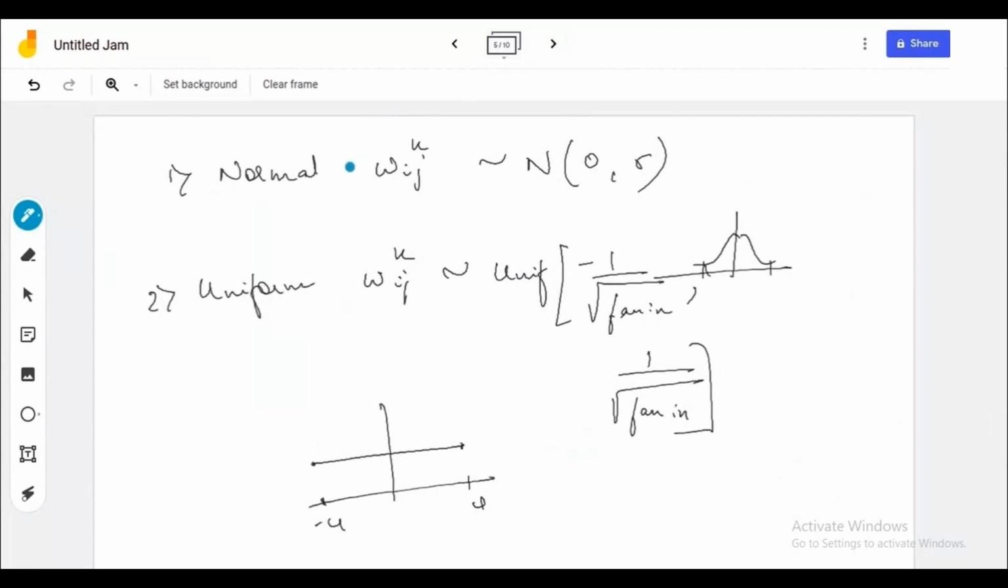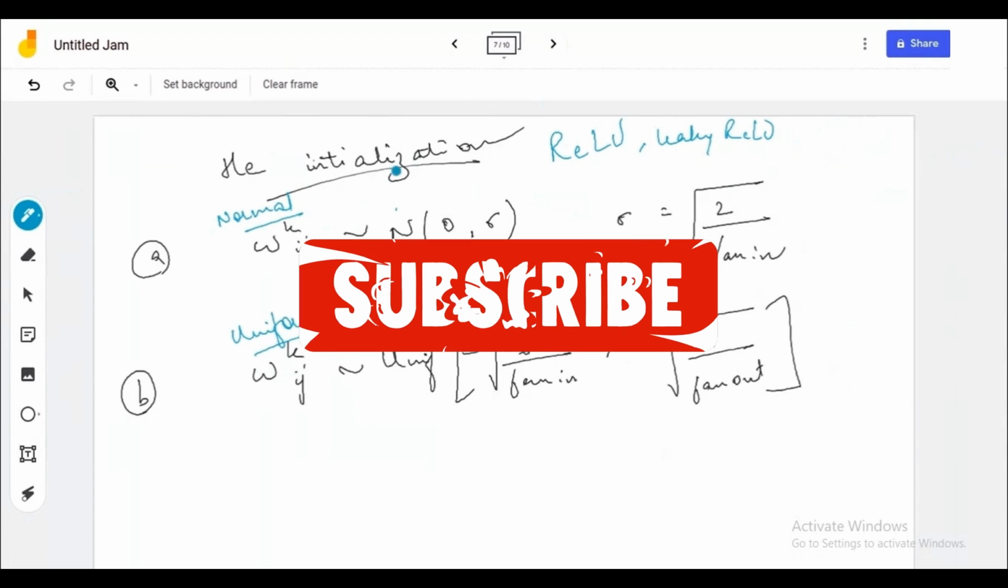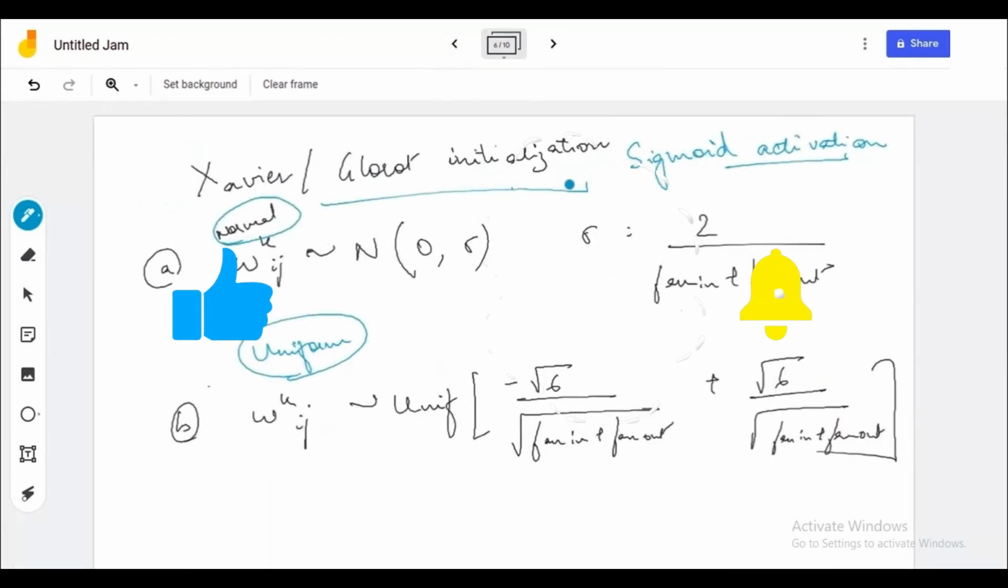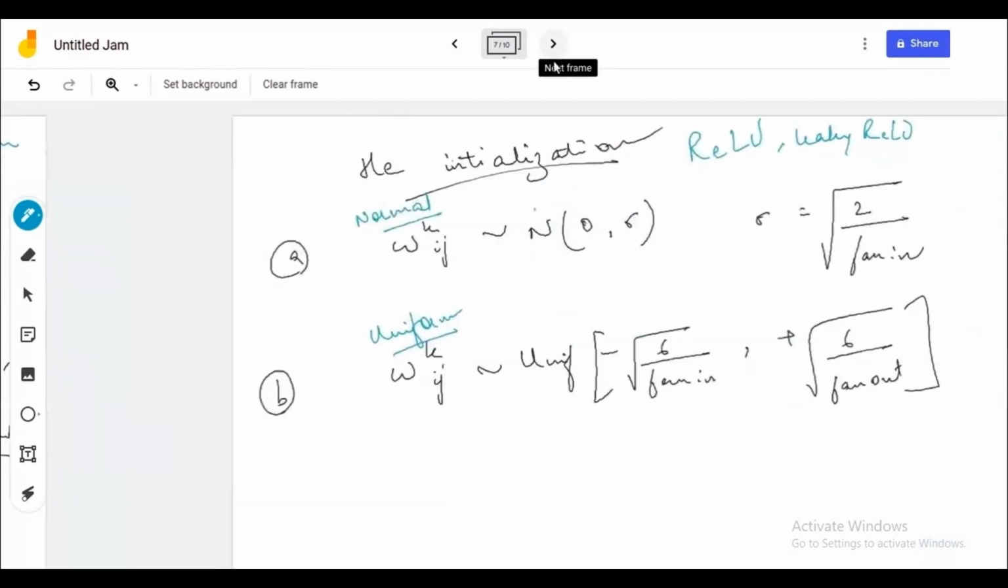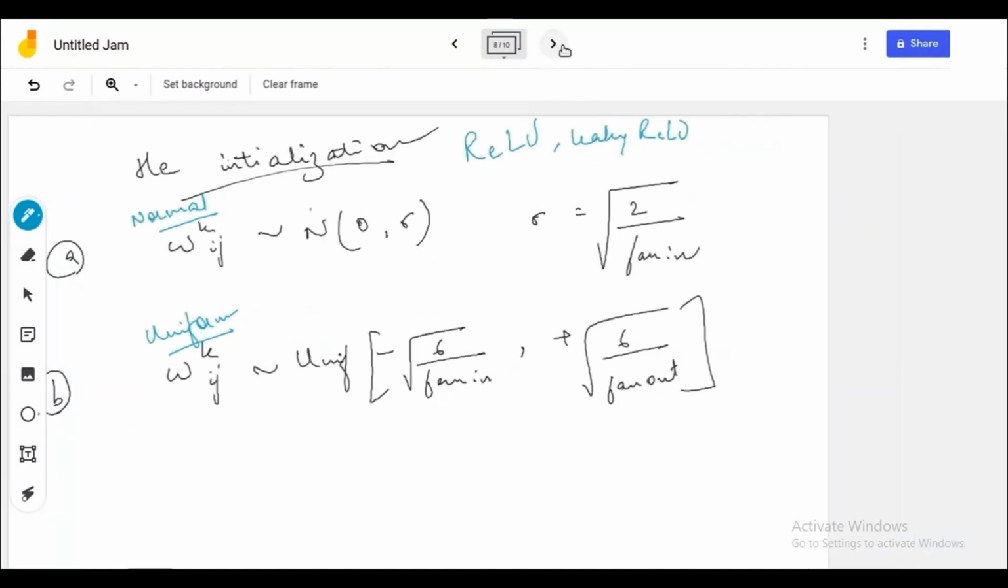Then we have different types of weight initializations. We have normal initialization, uniform initialization, and we have Xavier or Glorot initialization and He initialization. So Xavier and Glorot initialization is usually used for sigmoid activation functions, and He initialization is usually used for any type of ReLU kind of activation functions.